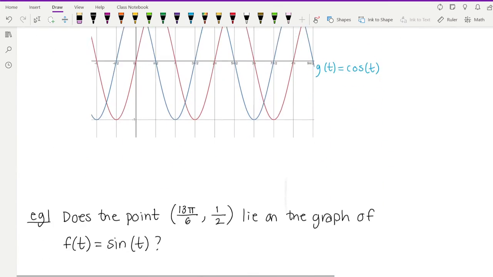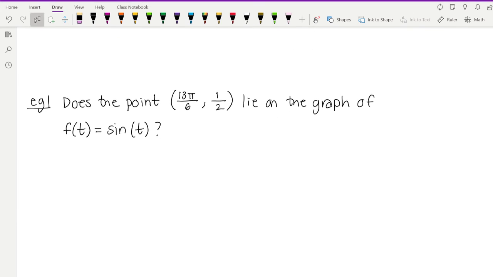All right, one more question I just want to ask, to go back to something we talked about at the beginning of the video, to reinforce this idea of how we can tell which points lie on these graphs. This question is asking us, does the point 13 pi over 6 comma 1/2 lie on the graph of f of t equals sine of t? So how can we check this?